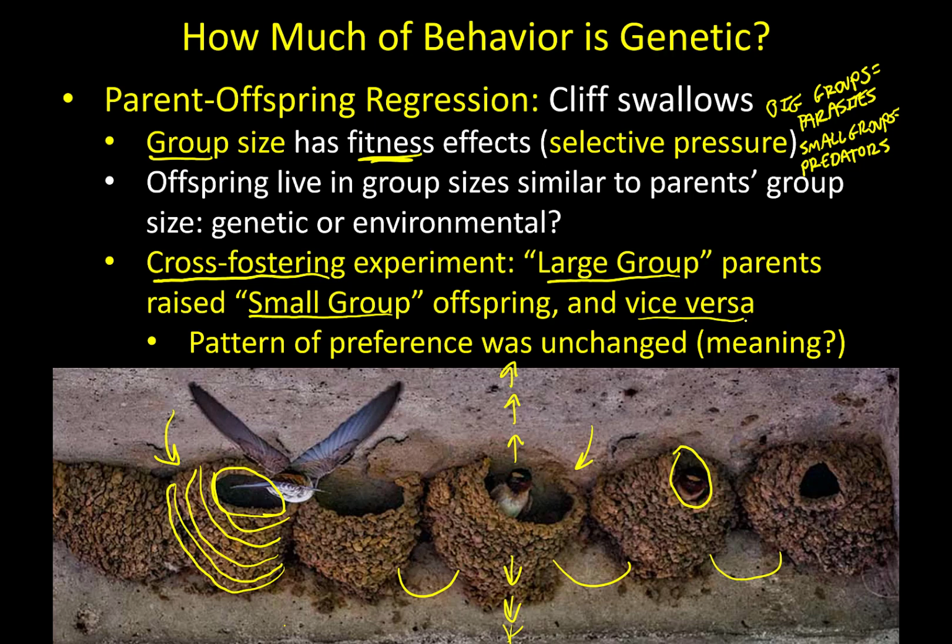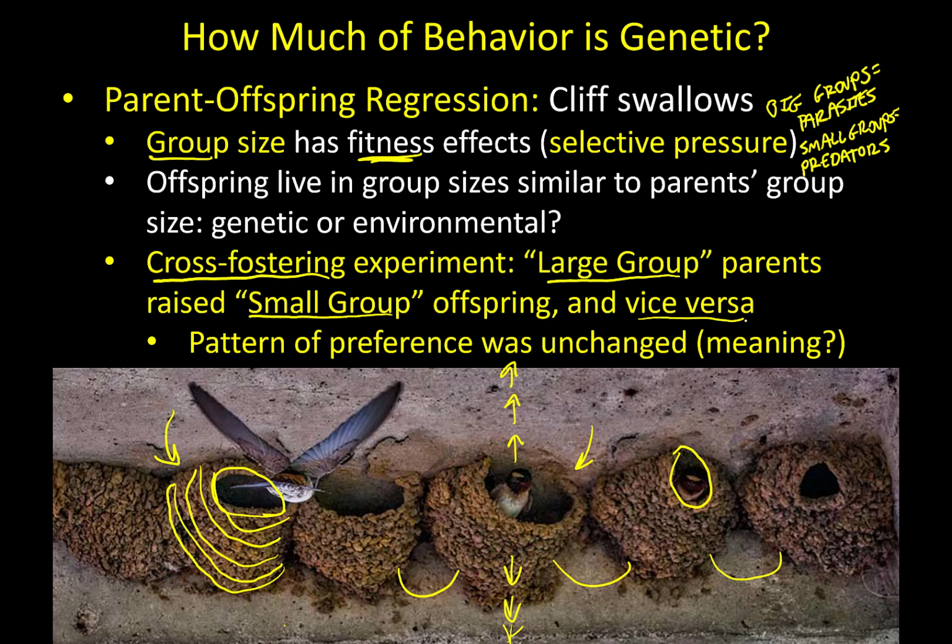Okay? But if environment, learning, and upbringing are more important than genes, then those small group offspring that were raised by large group parents are going to switch and become large group nesters as well, because that's what they were raised in. That's a situation of little to no genetic influence.